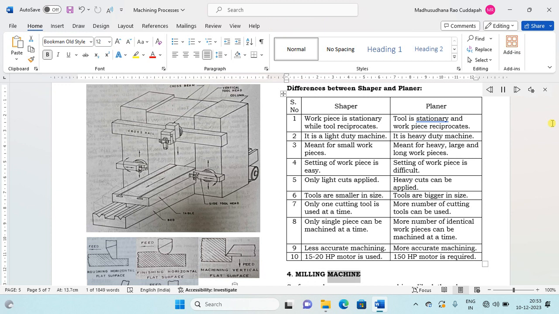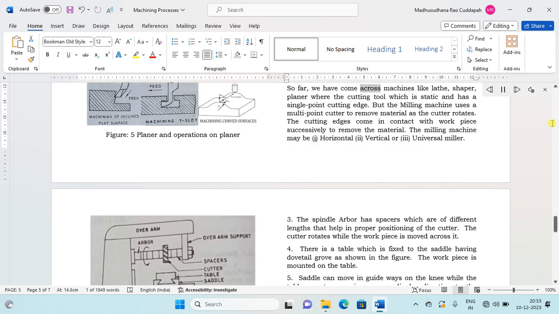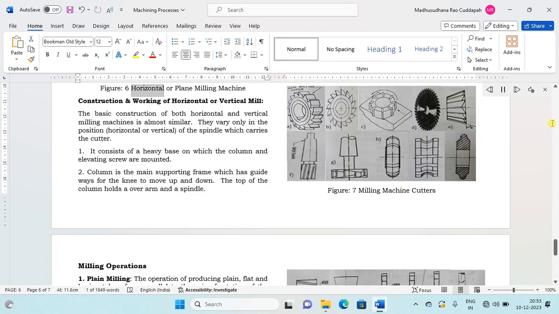Milling machine. So far, we have come across machines like lathe, shaper and planer, where the cutting tool is static and has a single point cutting edge. But the milling machine uses a multi-point cutter to remove material as the cutter rotates. The cutting edges come in contact with the workpiece successively to remove the material. The milling machine may be 1. Horizontal, 2. Vertical or 3. Universal miller. Figure 6. Horizontal or plane milling machine.